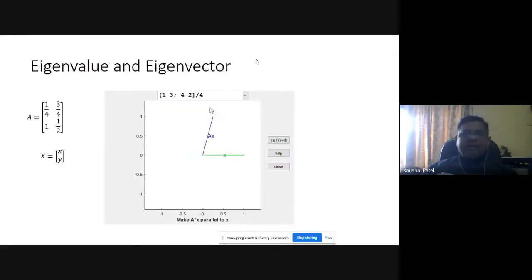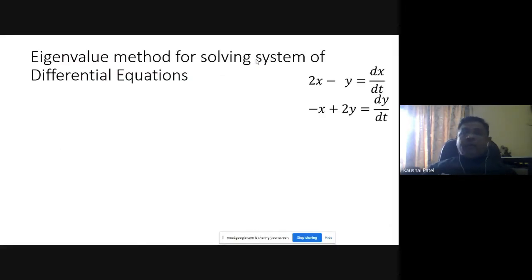Okay, so I can just go with the eigenvalue method for solving a system of differential equations. Yes, this is also true for solving a system of linear differential equations. It is not for non-linear, but it is for a linear differential equation. Suppose my equation is the same, but on the right-hand side we have dx by dt and dy by dt.